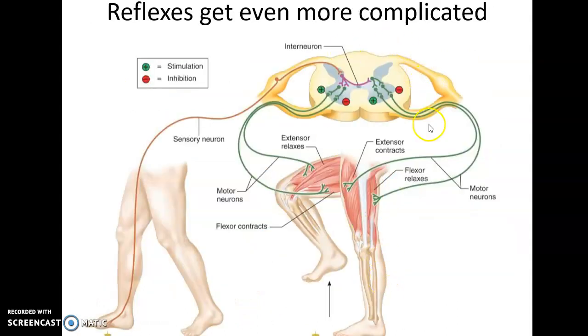Now, it can get more complicated because obviously if you're walking and you step on a tack and raise the leg that has the weight of your body on it, you would just fall down. So when the sensory neuron brings the information to the interneuron, it actually can connect to lots of different motor neurons, triggering lots of different muscles to act so that you don't fall down, you just step back onto your other leg.